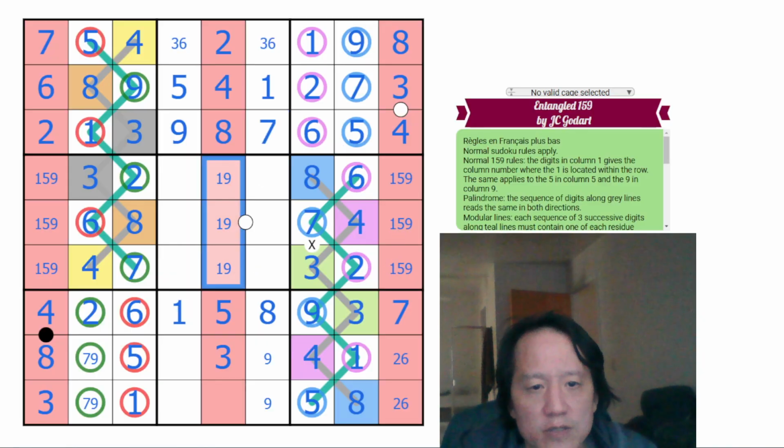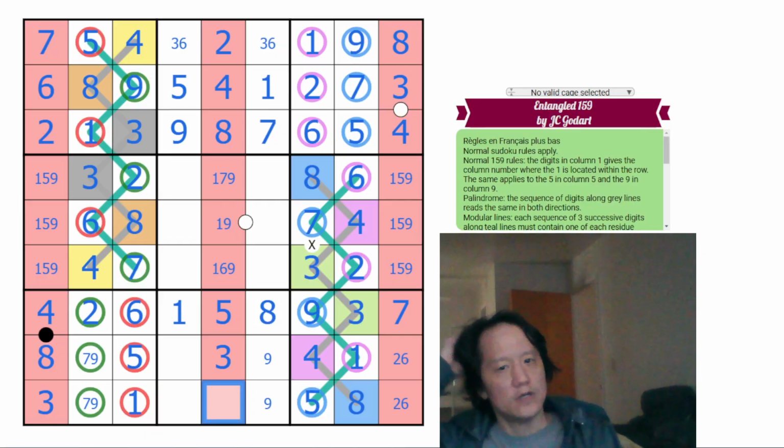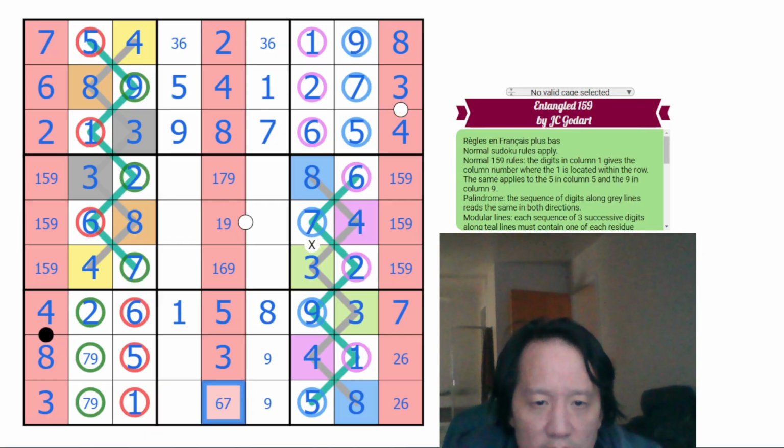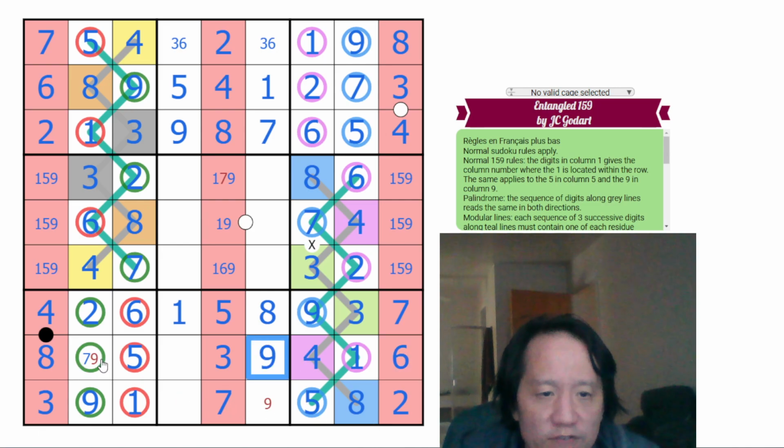We don't know about this. This is 6 or 7. No, 6. This can't be 7, that can't be 7. This becomes 6 or 7. Okay, it has to be 7 because that's the 5. So this is 7, which means this is 9, which forces this to be 2 because of the 159 rule. This is 6, which forces this to be 9 because of 159 rule.